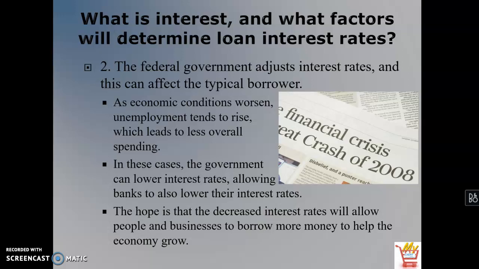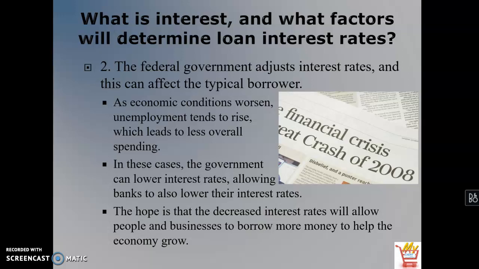In that situation, a lot of times, one of the solutions that the government will offer to help try to get our economy stimulated again is they will actually lower interest rates. And that allows banks to, in turn, lower their interest rates. Basically, the federal government controls the rates of the Federal Reserve, and once they adjust those interest rates, that allows banks to lower their interest rates.